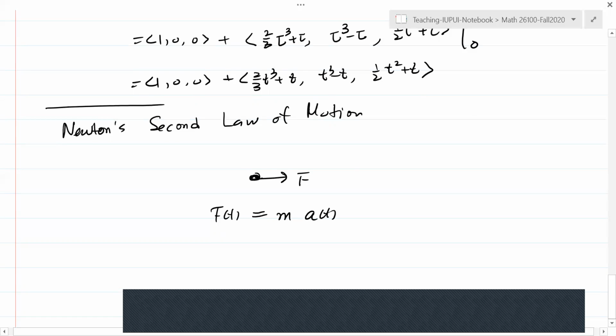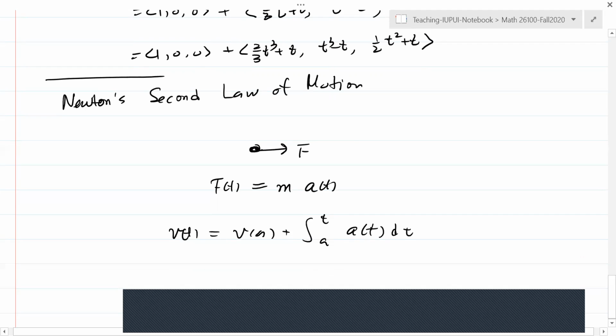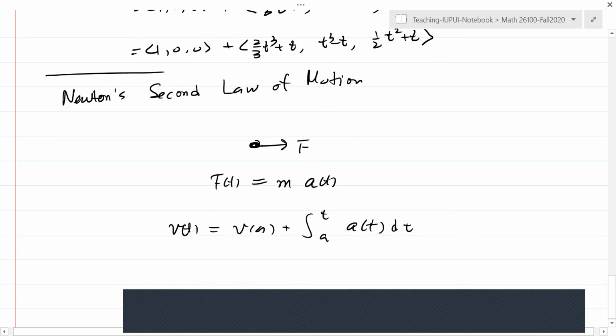If acceleration is 0, then the velocity will be a constant vector. Now remember the velocity is going to be v0 plus the integral of a(tau) d tau. So if the acceleration is 0, then the second part, the integral, is 0. So the velocity is always equal to the initial velocity. That means the object is flying in space at a constant rate.